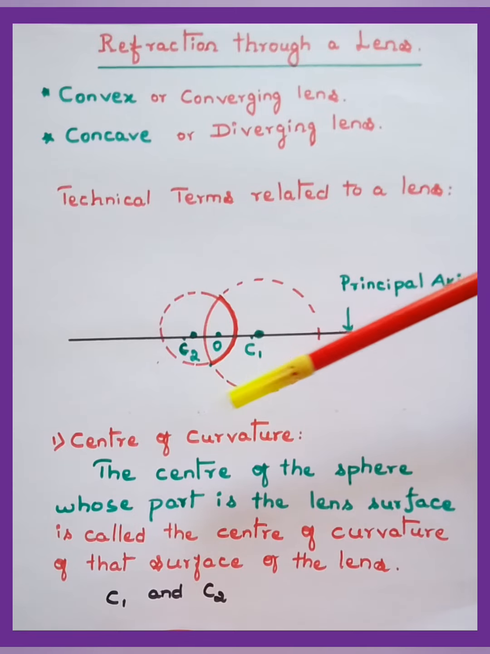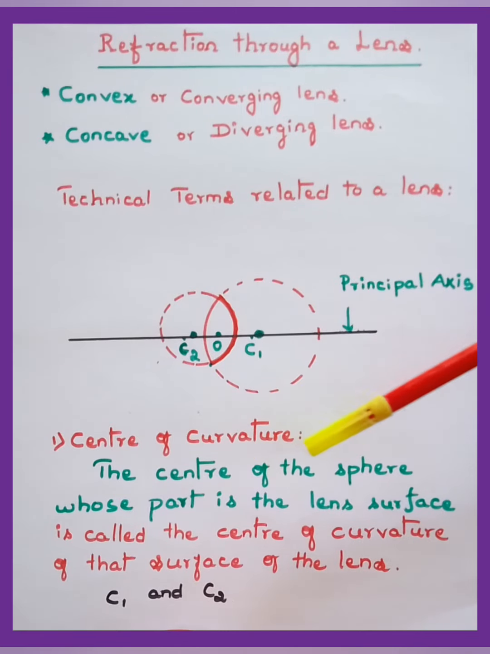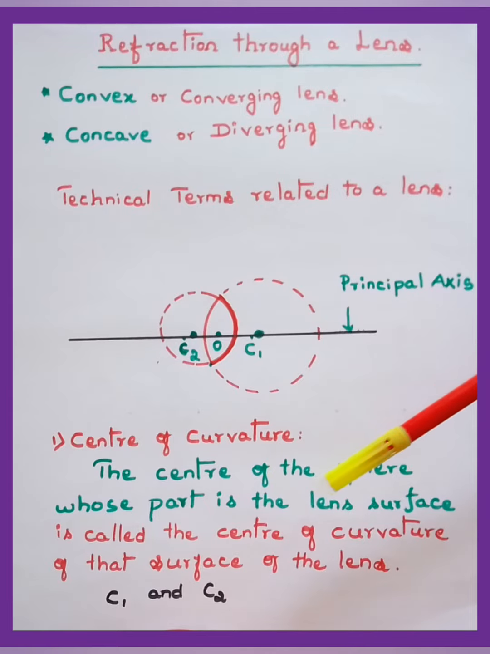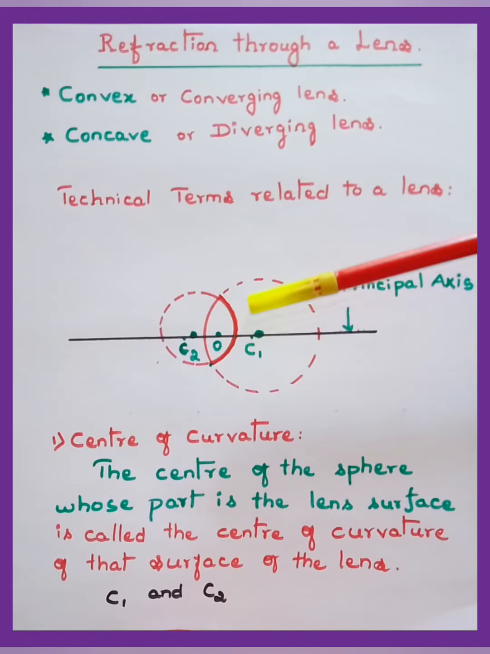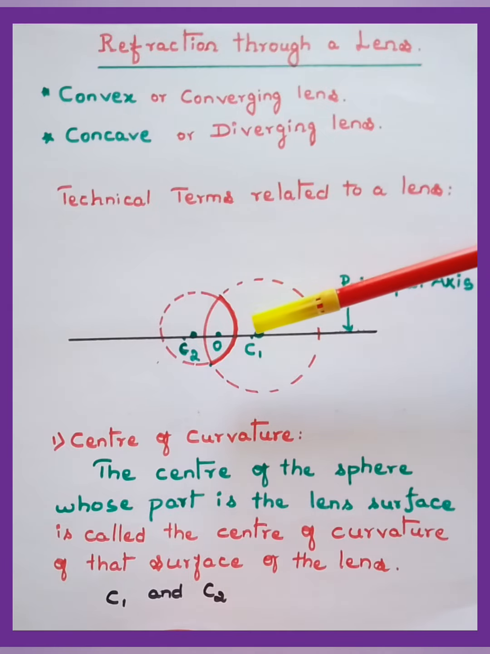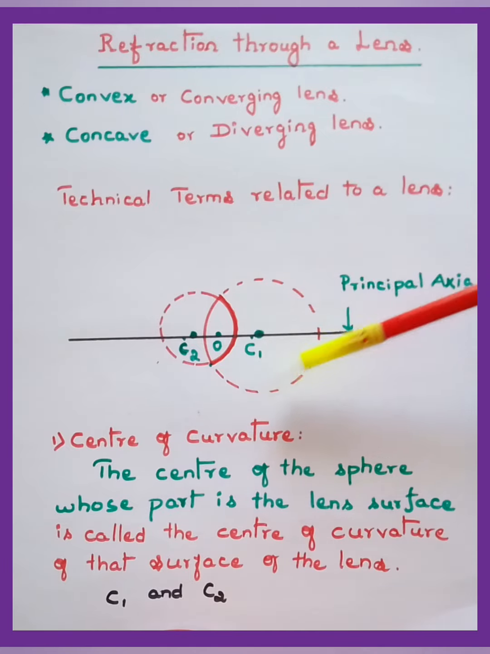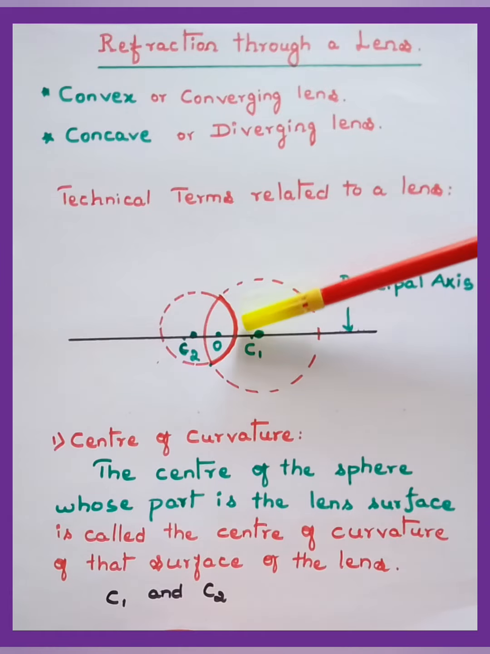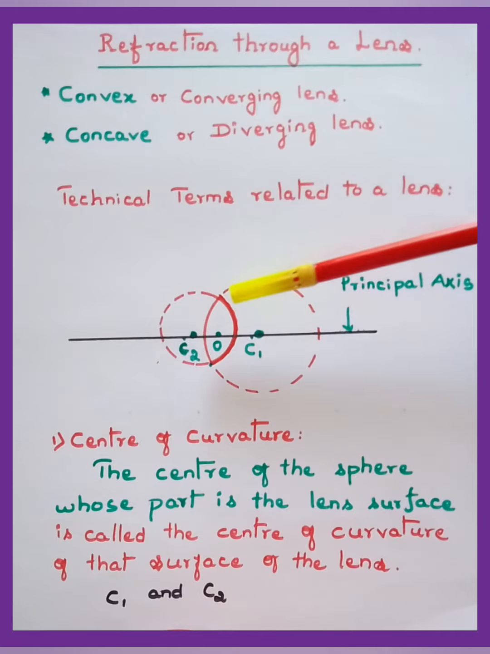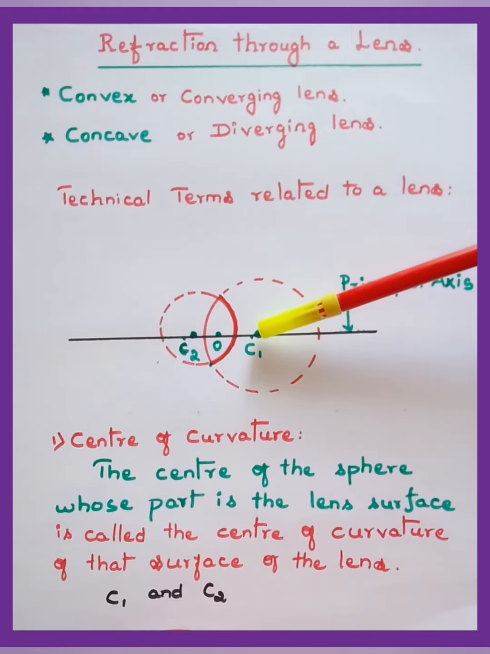First one, center of curvature. The center of the sphere whose part is the lens surface is called the center of curvature of that surface of the lens. So here we have taken this lens, and if you consider this as a circle, the center of the sphere, for this sphere, this is the center, whose part is the lens surface. For this circle, a little part is the lens surface. So this is the center of curvature for the imaginary circle we have drawn.